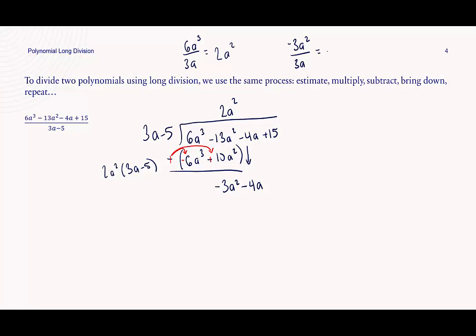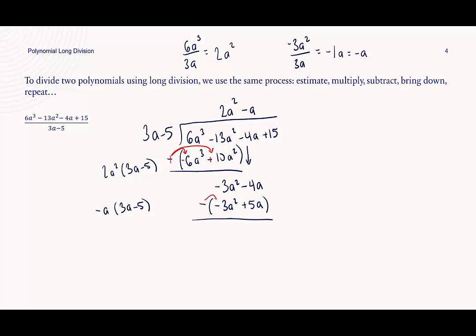Negative 3 divided by 3 is negative 1. A squared divided by a is just a. We could just say it is negative a, or you can keep the 1 in, it doesn't matter. And we're going to take that part of the quotient and multiply it to this 3a minus 5. That will give me minus 3a squared. And then a negative times a negative is plus 5a. This whole thing needs to get subtracted.